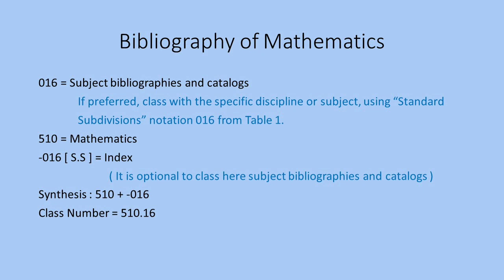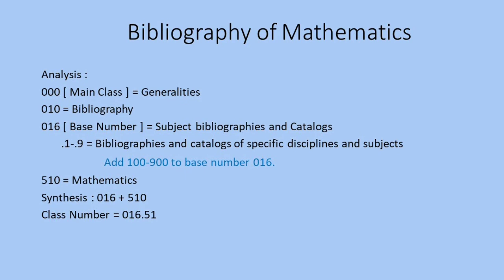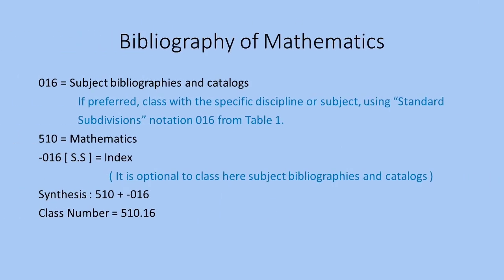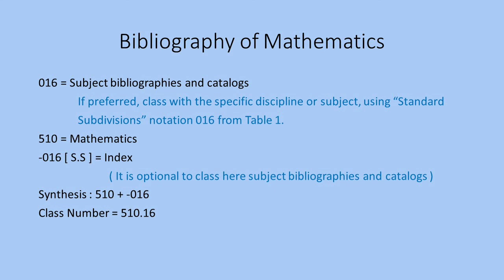Okay. So in this case our main subject will be mathematics, not bibliography. In that case our main subject was bibliography, but if needed we can take the main subject of mathematics. Why have I taken the mathematics subject? Because there is an instruction: if preferred, if needed, class with the specific discipline or subject. So you can class with the specific discipline or subject. That's why I have taken the specific discipline first.